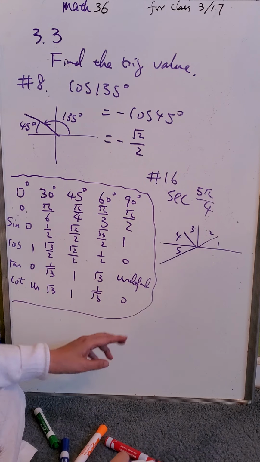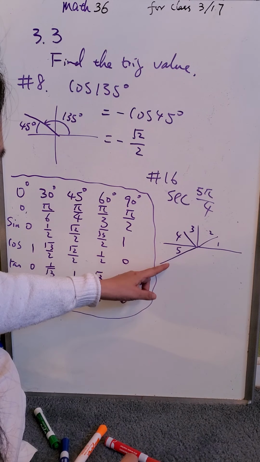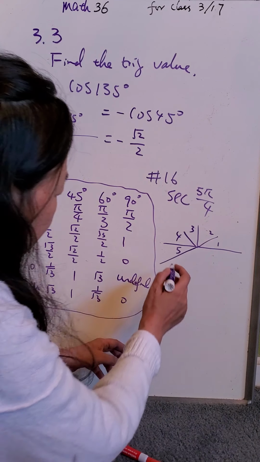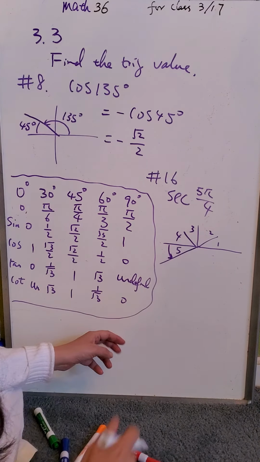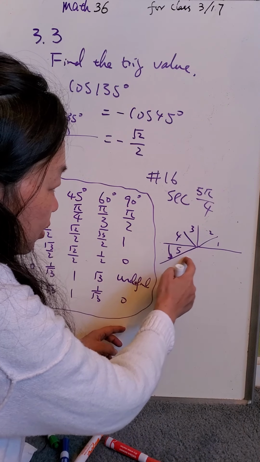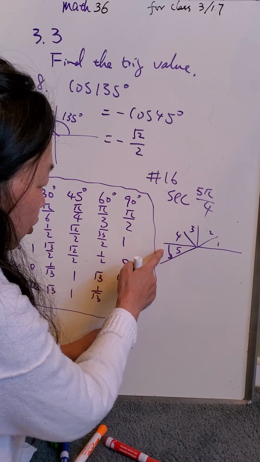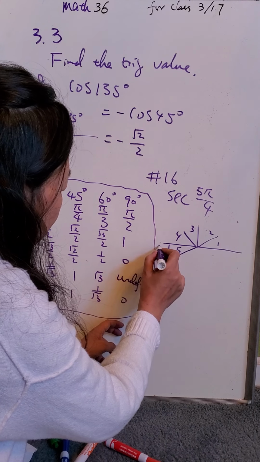From here to the closest x-axis, that's my reference angle. So the reference angle is right here. Don't take this side, it's not the nearest one, it's not the closest one. You take the closest one. So this is pi over 4.